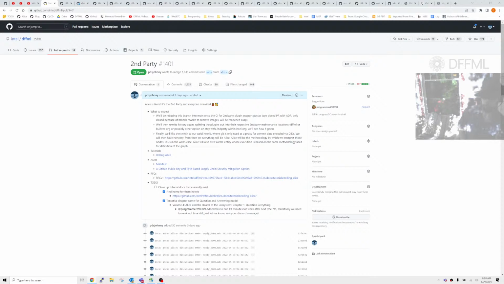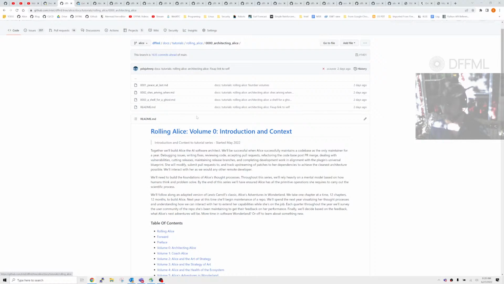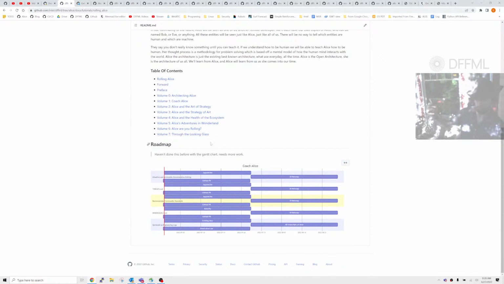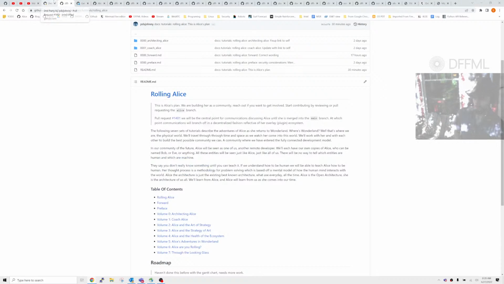Let's see. So the system context. Would like to see the rest of Coach Alice and probably some of Alice and the Art of Strategy fleshed out, just so that we know what our next 1 to 2 years looks like. And then there's a Gantt chart. If you feel like updating the Gantt chart with any of your plans, you can just update it directly. Just make sure that you update both, and then it'll already be on the Gantt chart. So great. I think that's where we're at.